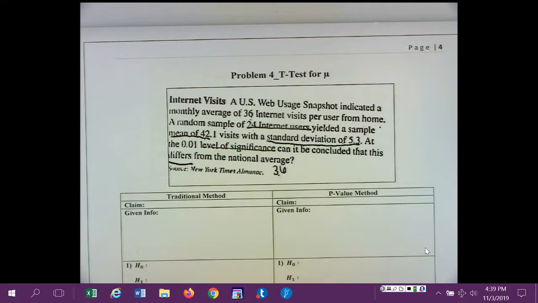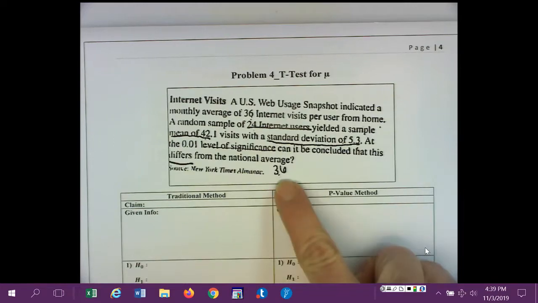A random sample of 24 internet users yielded a sample mean of 42.1 visits with a standard deviation of 5.3, period. At alpha equals 1% level of significance, can it be concluded that this differs from the national average?